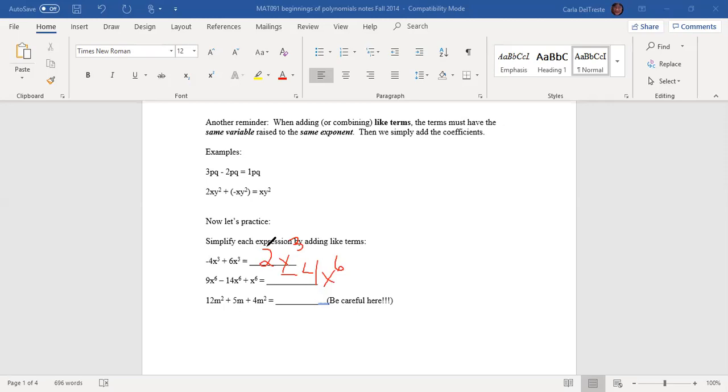The last example, I have 12m squared plus 5m plus 4m squared. Are those all like terms? No, they're not. Only the 12m squared and the 4m squared are like. So I can only add those two together. And that's going to give me 16m squared. And I just have to keep the plus 5m, because there's no other like term to combine it with. And that would be it. So that's just a reminder of what you're looking for in like terms. Like terms have to look identical to be able to add them together.